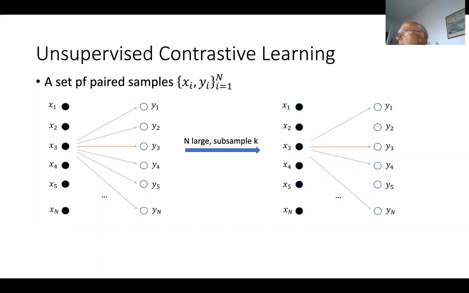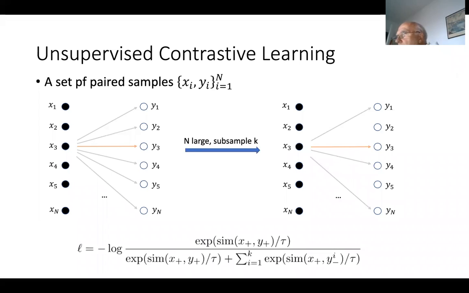And then given these x and y's, how do you construct the contrastive loss? It's also pretty simple. So the general idea is you treat x3 as the anchor point, and you try to find the only corresponding positive y3 out of k distractors in a softmax format. So you have a similarity function to measure how similar each pair is, and you have a softmax function. It's pretty simple.